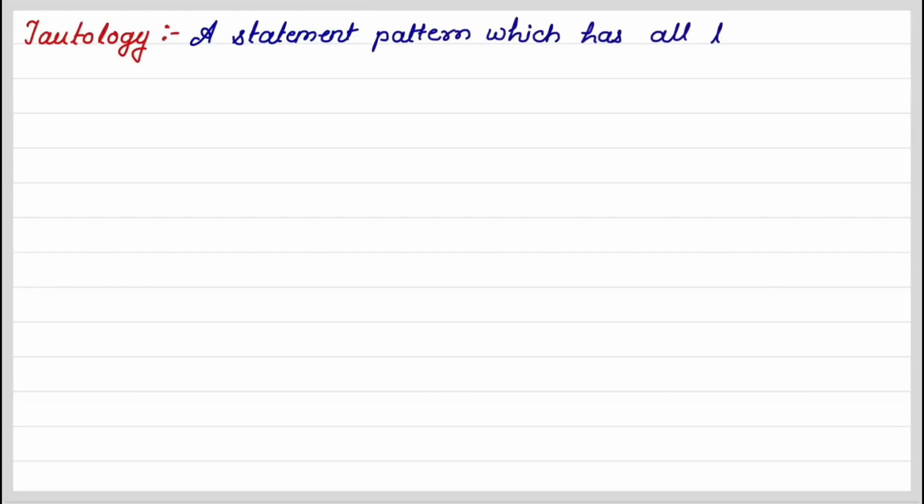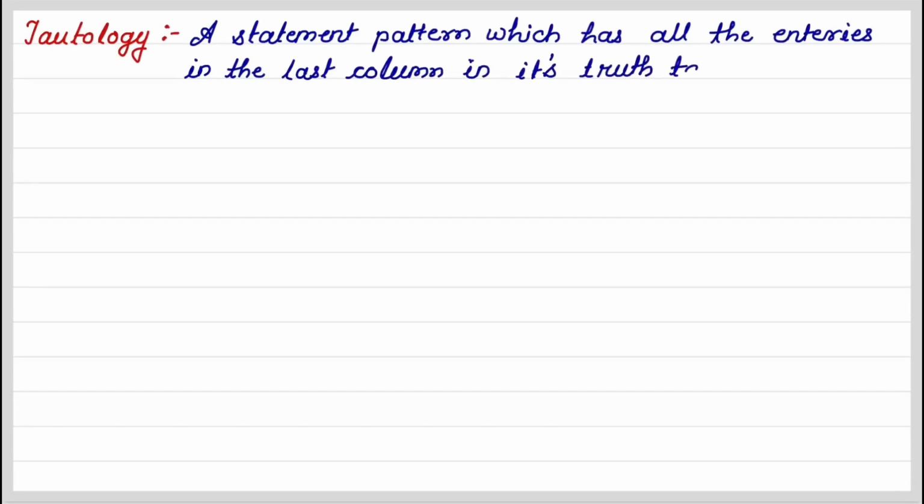Let us move to next point, tautology. Tautology is a statement pattern which has all the entries in the last column in its truth table as T, is known as tautology. It is represented by T, capital T.